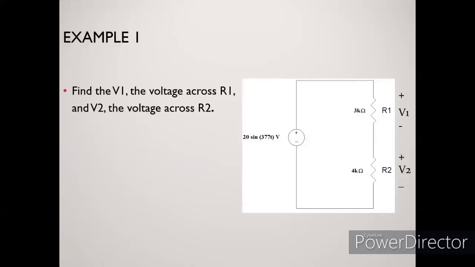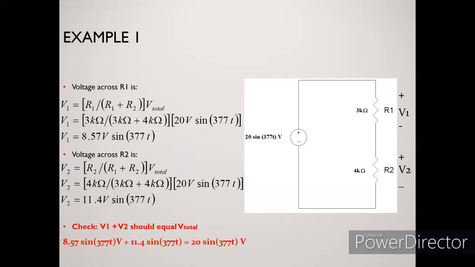If we take a look at example 1, we need to find V1, the voltage across R1, and V2, the voltage across R2. Before anything, we must know that according to Kirchhoff's voltage law, V1 plus V2 should equal V total. So that's what we need to know.